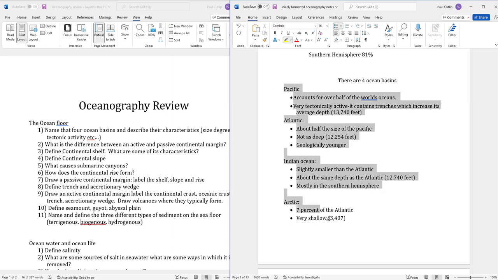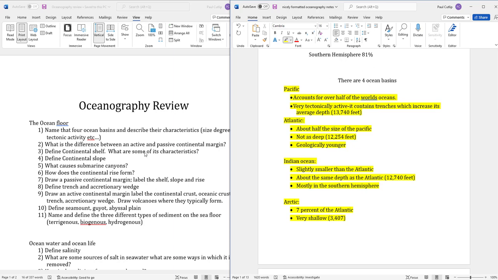The Pacific, the Atlantic, the Indian Ocean, and the Arctic, right? The Pacific is the largest, the deepest, the most tectonically active. The Arctic is the smallest and the shallowest, and the Atlantic and the Indian are kind of in the middle somewhere. Honestly, if I put something on the test about this, it will likely be the Pacific or the Arctic, because the Atlantic and the Indian are just kind of there. I mean, they're nice, but they're just kind of there. So anyway, there's the four ocean basins.